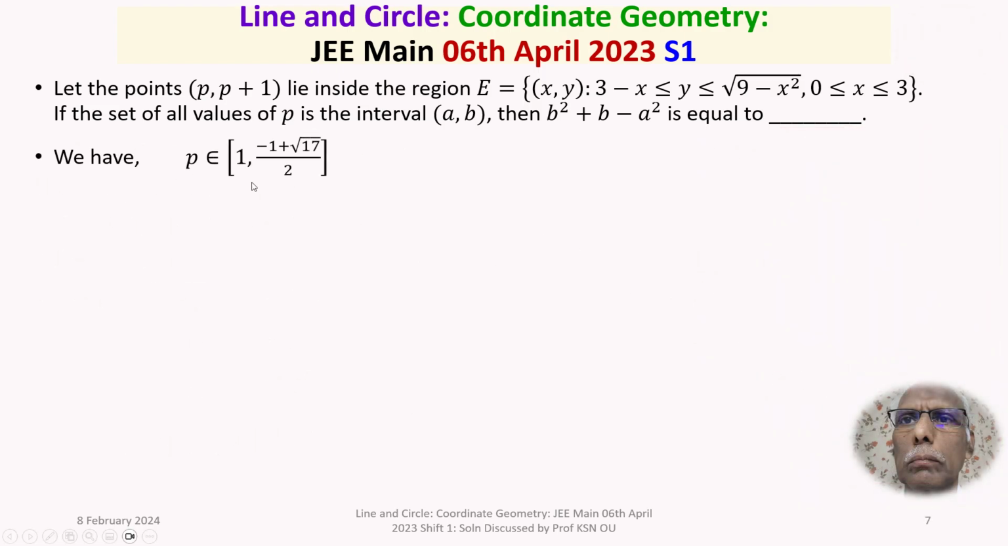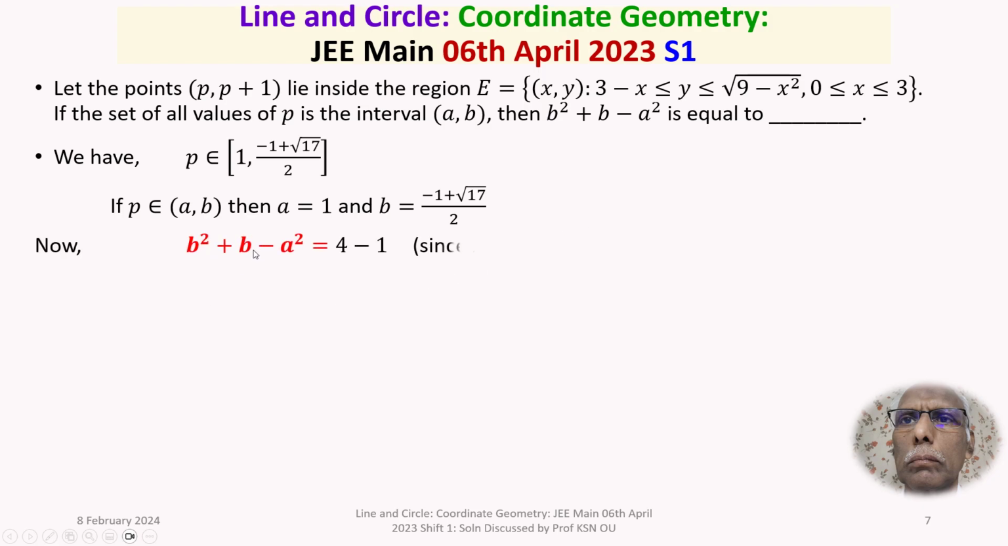We have p belongs to the closed interval 1 comma beta, that is minus 1 plus root 17 by 2. It is given, if p belongs to the open interval a to b, then what will be a? A will be 1, b will be beta, that is minus 1 plus root 17 by 2. So a is 1, b is minus 1 plus root 17 by 2. Yes. The problem is over. We have to compute b square plus b minus a square.